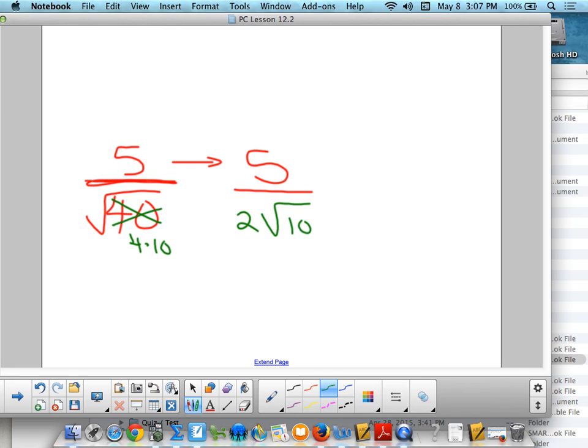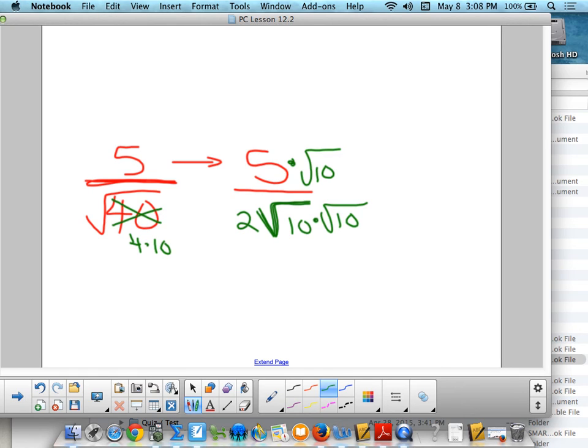The only reason I put this one up here is because you're not done. Because you can never have the square root on the bottom. So you've got to get rid of the square root of 10. And the only way to get rid of the square root of 10 is to actually multiply it by itself. So you come up here too. Multiply by square root of 10. What's the square root of 10 times square root of 10?